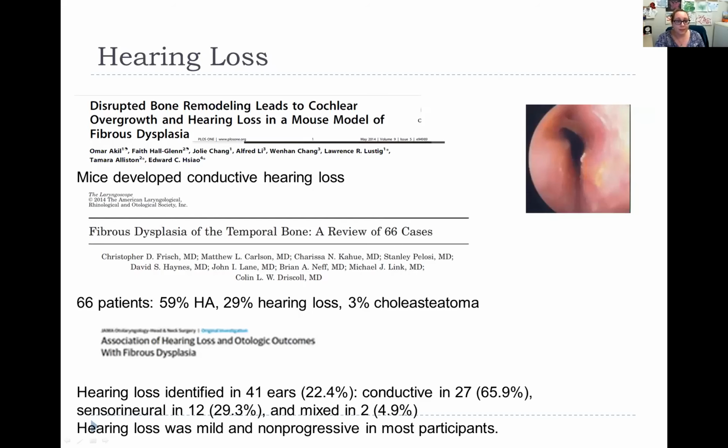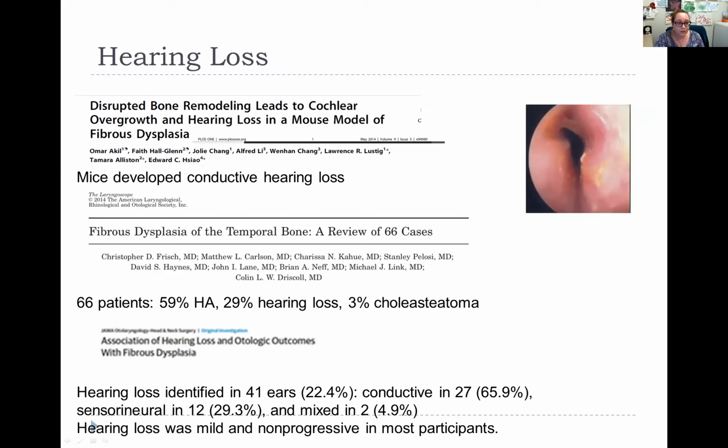So as I mentioned, with hearing loss, there have been some more recent studies. This picture on the right side is just showing an ear canal, which is narrowed. In a mouse study by Ed Schau's group, they found that disrupted bone remodeling led to cochlear overgrowth and hearing loss. And in these mice, they developed fibrous dysplastic lesions, and it looked like they were having conductive hearing loss.